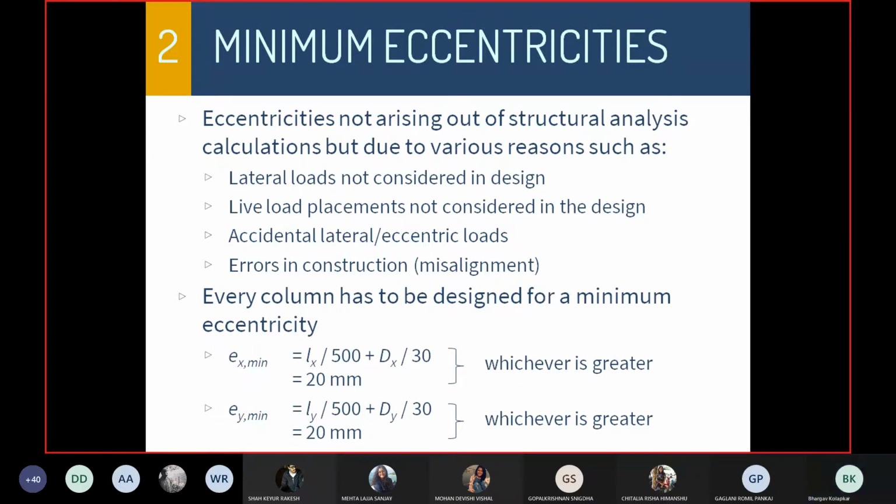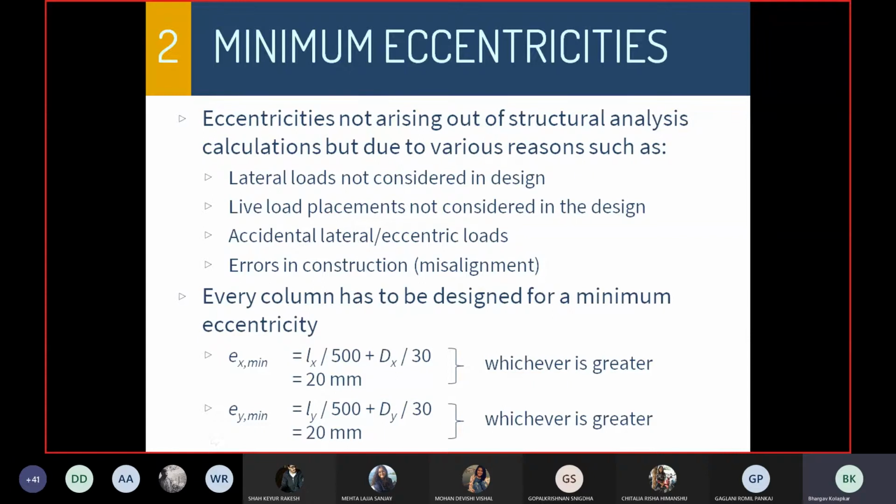I think we also gave an example of live load placements, wherein we looked at the example of your classrooms. Even though both of the classrooms have the same span and the same functional requirement, they are going to be designed for the same magnitude of load. But just imagine that one of the classrooms is filled and the other is empty. In that case, you're going to have differential loading, because of which you'll have a larger moment in one direction and a smaller one in the other, which can cause eccentricity and thus moments. Then there are a number of reasons like accidental loads, errors in construction itself, and so on.